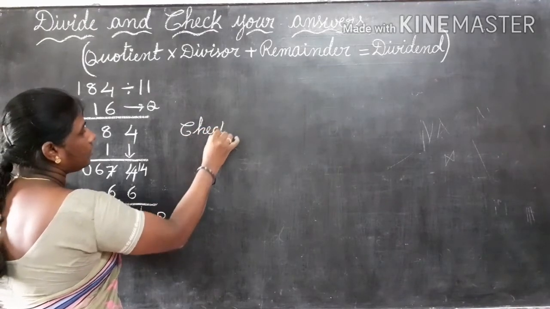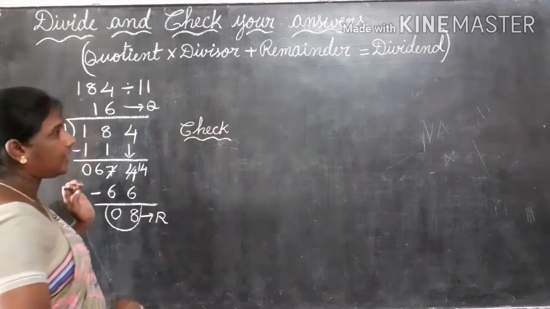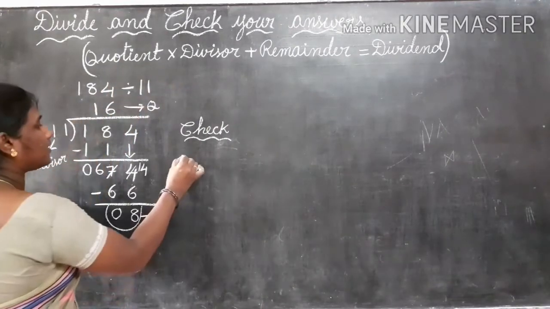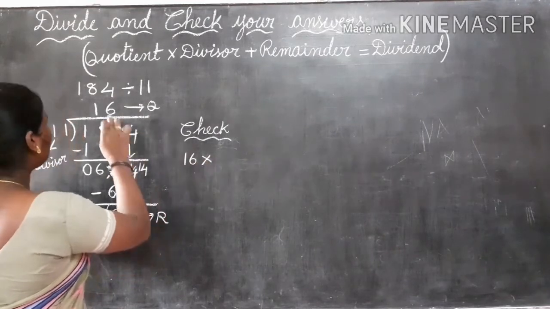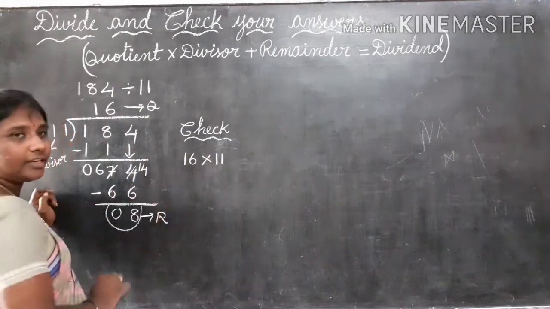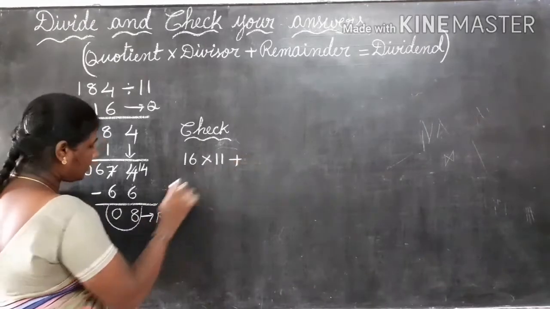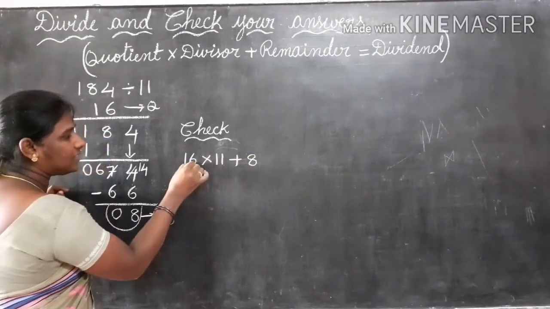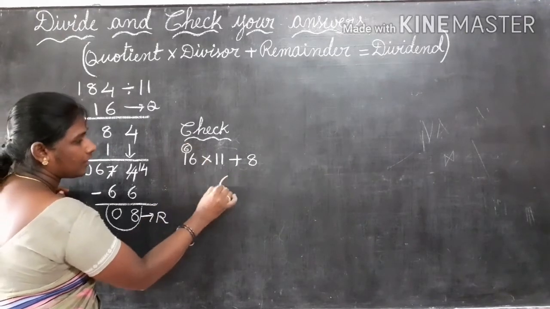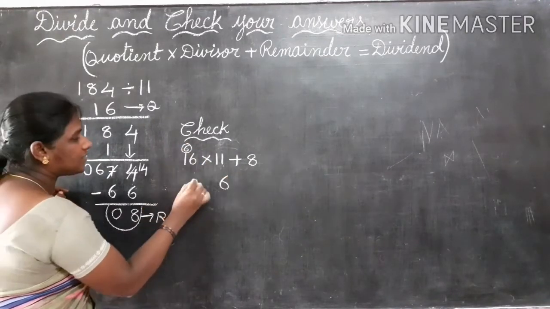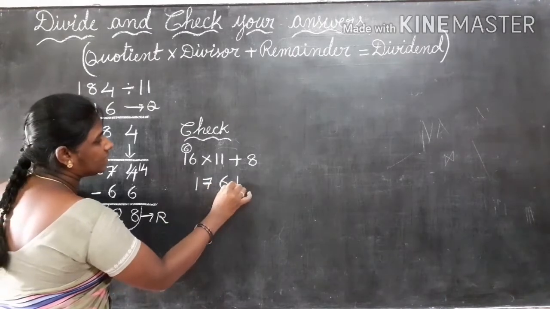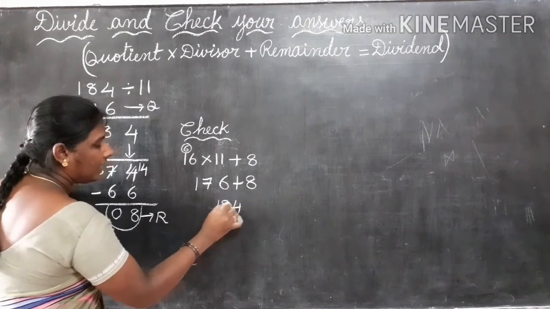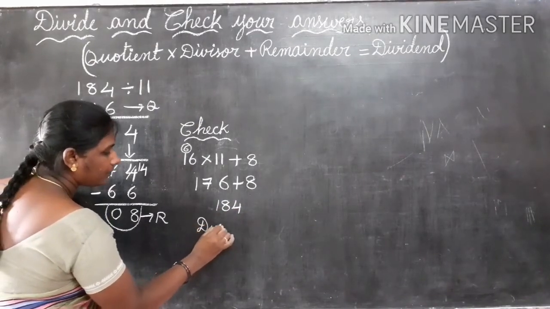Check. What is the check for this? It is the same for everything: quotient into divisor. What is the quotient? 16 into divisor 11, plus remainder, 8. Now multiply with 11. 11 sixes are 66. 11 ones are 11. 11 plus 6, 17. So 176 plus 8 is 184. It is the dividend.